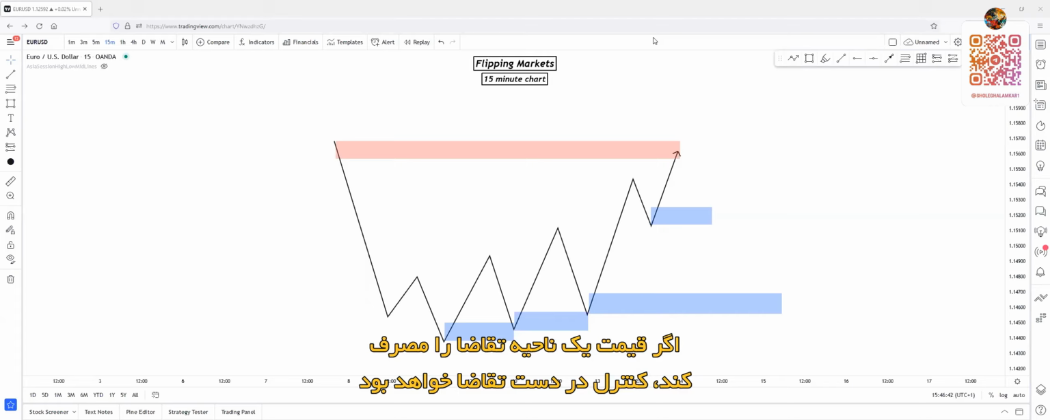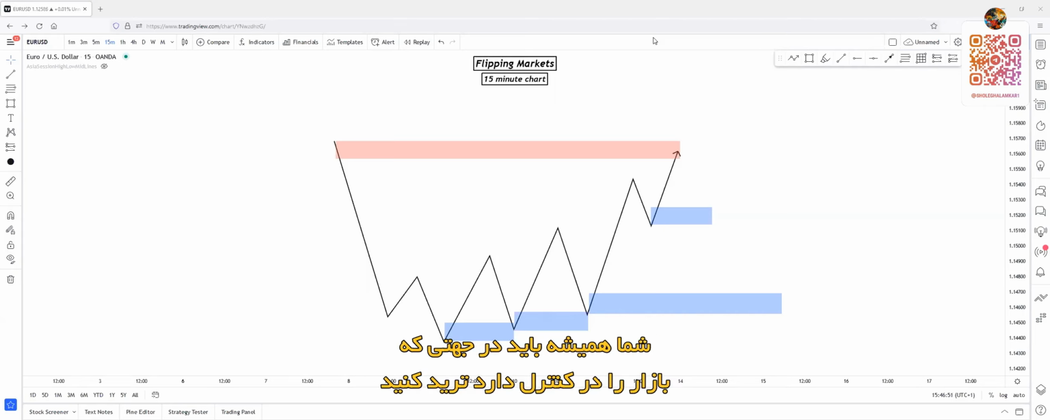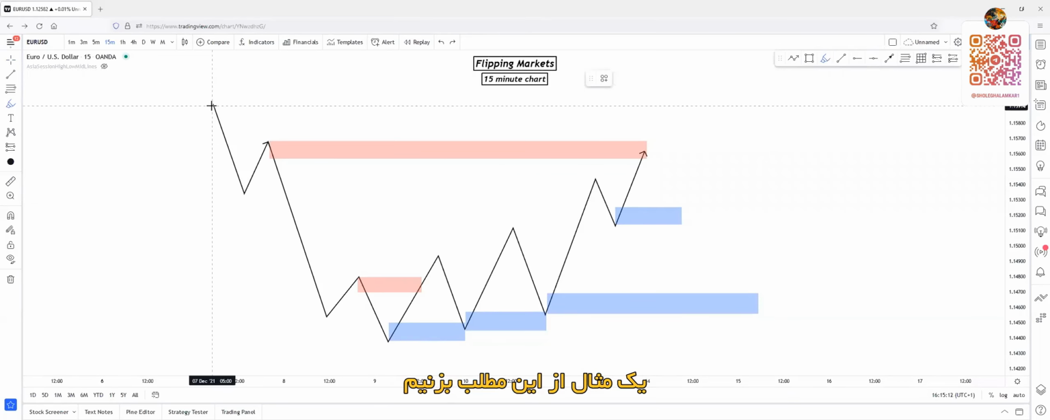If price mitigates a demand zone, demand will take over control from supply. If price mitigates a supply zone, supply will take over control from demand. You always want to trade the controlling side of the market. So let's see an example for this.